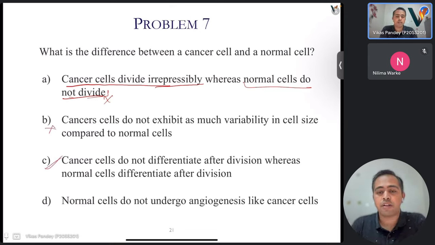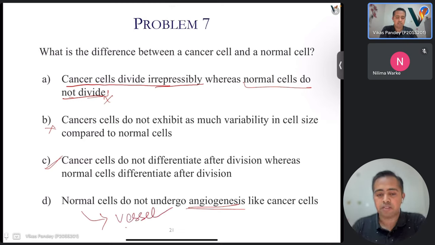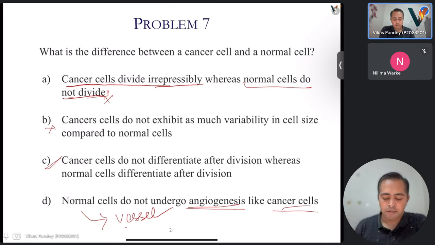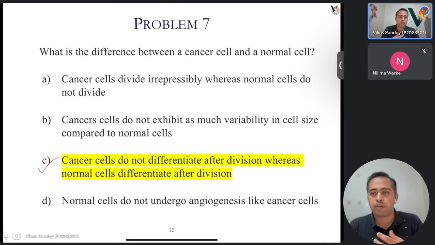But normal cells do not undergo angiogenesis like cancer cells. This is also wrong. Why? Normal cells actually go through angiogenesis, where they differentiate into vessels. So normal cells make vessels, whereas cancer cells actually block those vessels. So the correct answer is cancer cells do not differentiate after division. They will keep growing, but they will not differentiate into different functions. And that is why they block the flow of blood and other things.